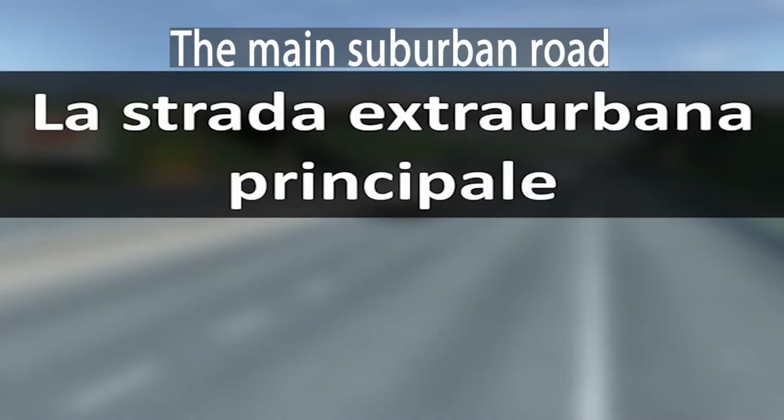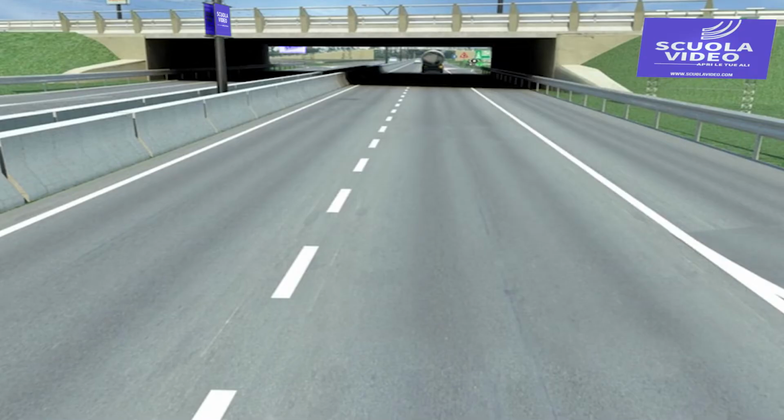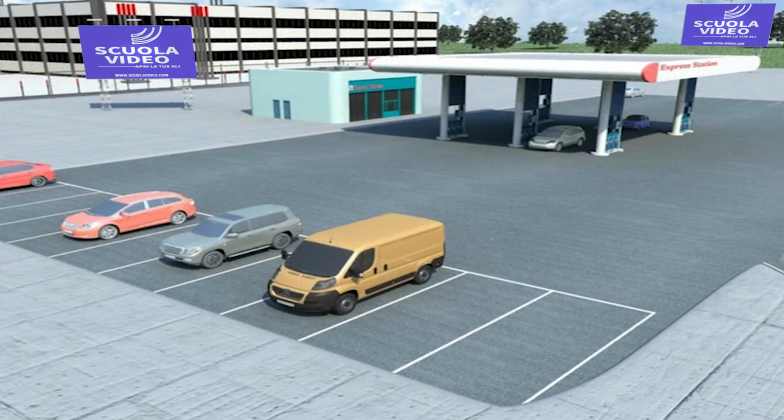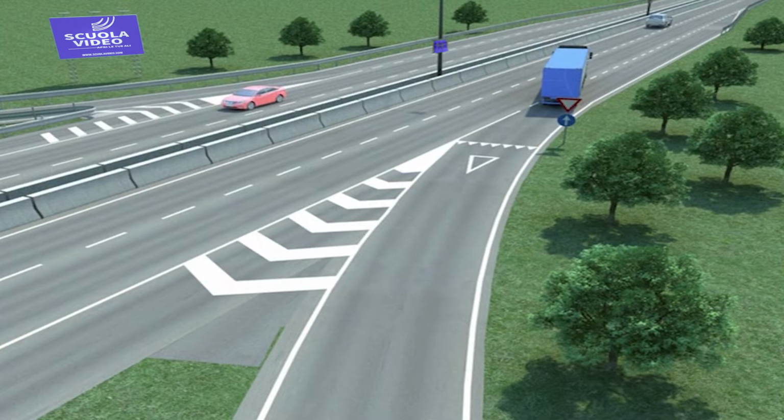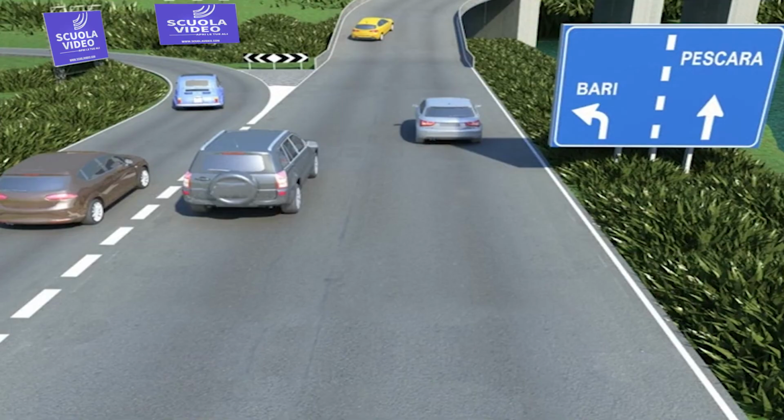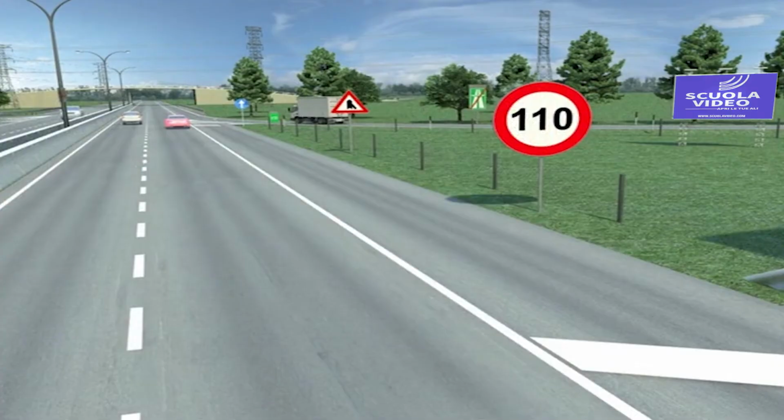La strada extraurbana principale. The main extraurban road. The main extraurban road is a road with separate carriageways without level intersections, but with intersections at staggered levels, equipped with special parking areas, indicated by start and end road signs. The main extraurban roads are equipped with acceleration lanes for entry. They are marked with blue signs and allow the circulation of only certain categories of motor vehicles.